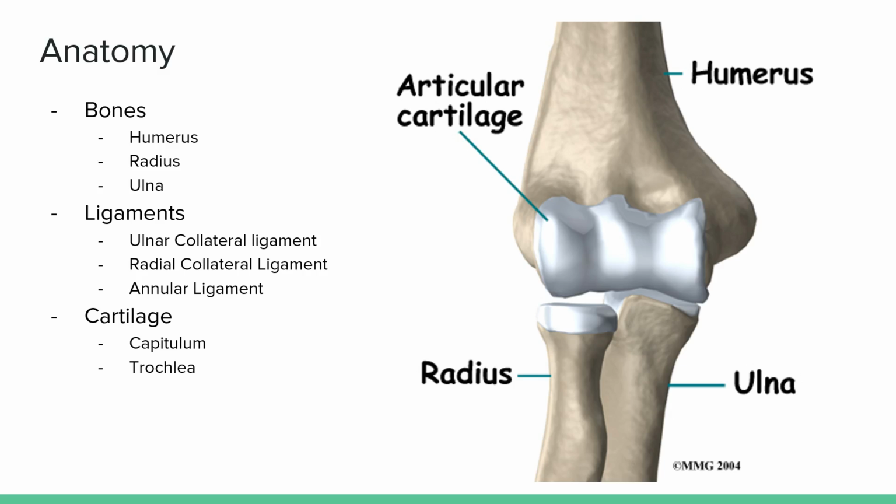So first, for the anatomy, we have the bones that make up the elbow joint, which are the humerus, radius, and ulna. And then the three ligaments that make up the elbow are the ulnar collateral ligament, also known as the UCL, the radial collateral ligament, also known as the RCL, and then the annular ligament, which runs across the forearm and the radial head. And then the types of cartilage, we have the capitulum and the trochlea.